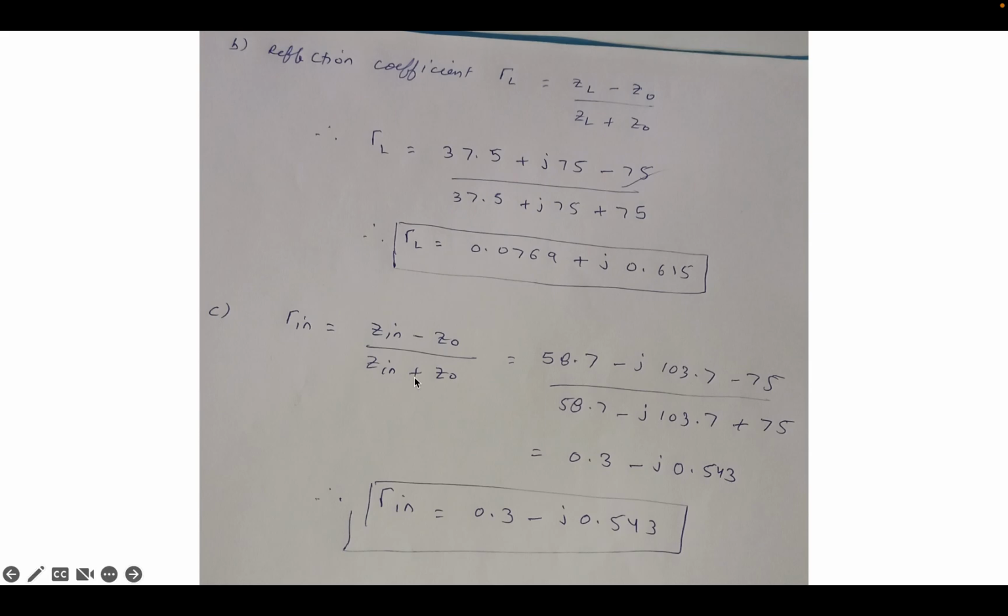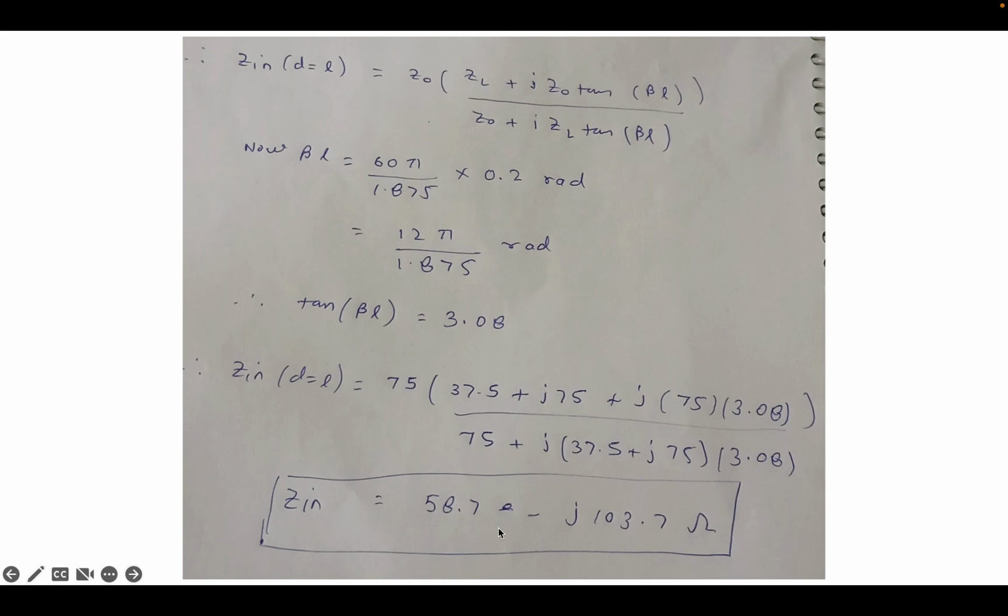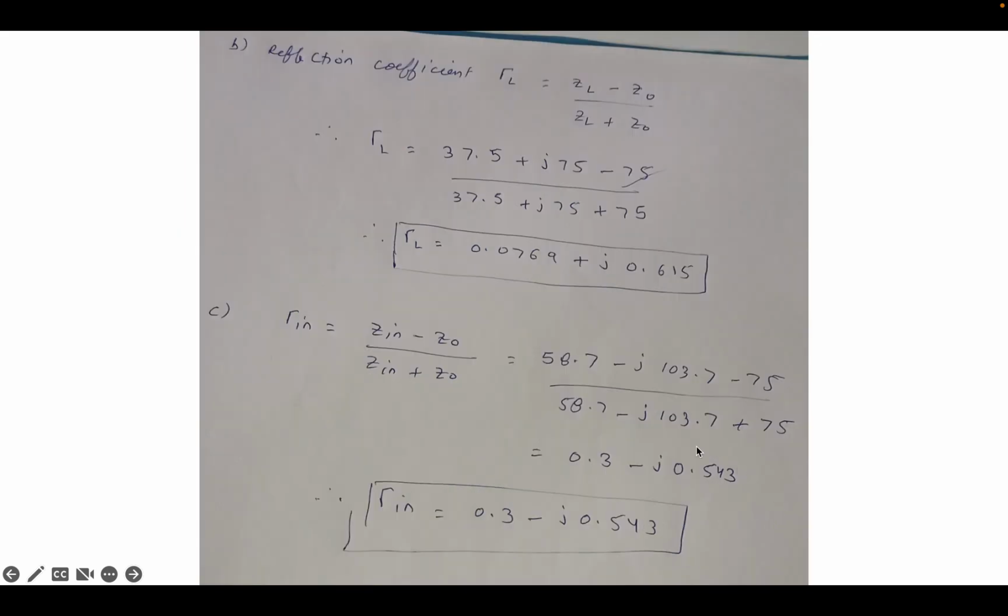So from here, if you see, the input impedance which we calculated was around 58.7 minus j times 103.7 ohm, and from there I can just plug in these values in this equation and I can get the reflection coefficient at the input of the transmission line. Okay, so the reflection coefficient at the input of the transmission line is nothing but 0.3 minus j times 0.543. Okay, so this was my first problem.